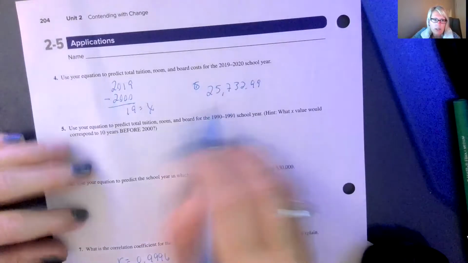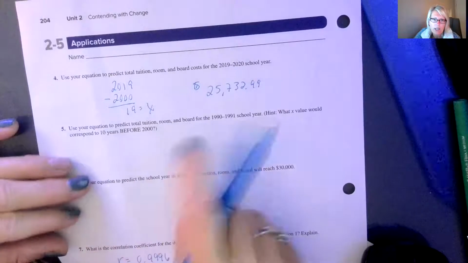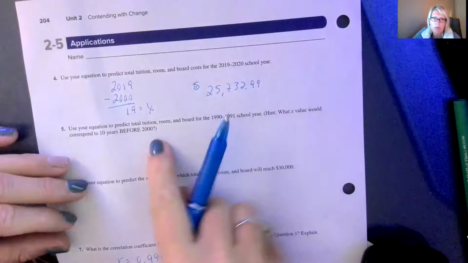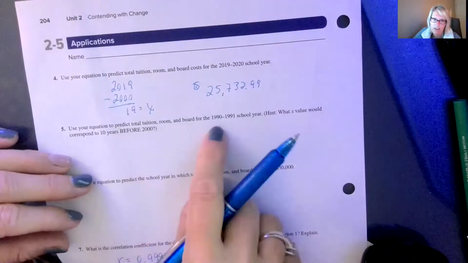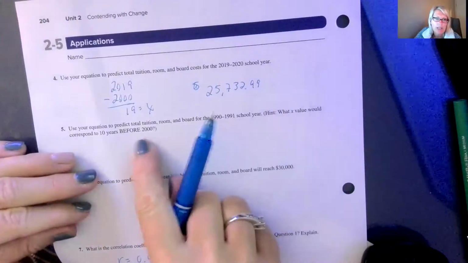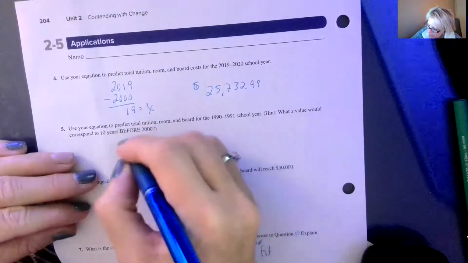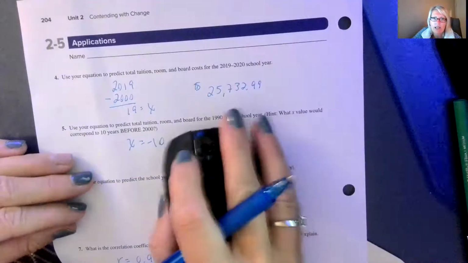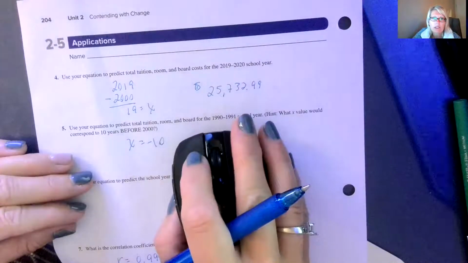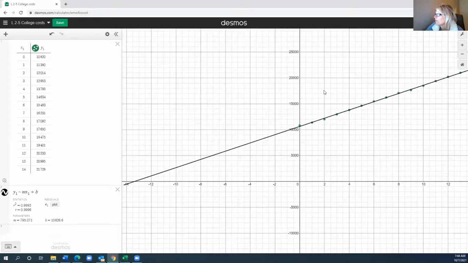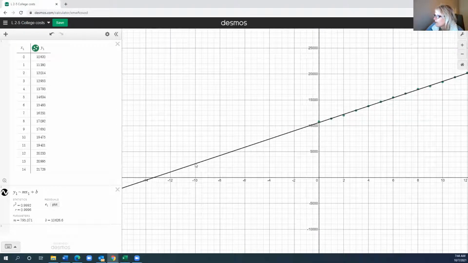So it says, use your equation to predict total tuition, room, and board for the 1990-1991 school year. What X value would correspond to 10 years before 2000? 1990 was my first year at college. Oh my gosh. So 10 years before would be X equals -10, right? So now we have to go to -10 in Desmos because it was 10 years before. So let's go. I'm going to grab my Desmos and go back because I have to go back to -10. So back in the average cost there.